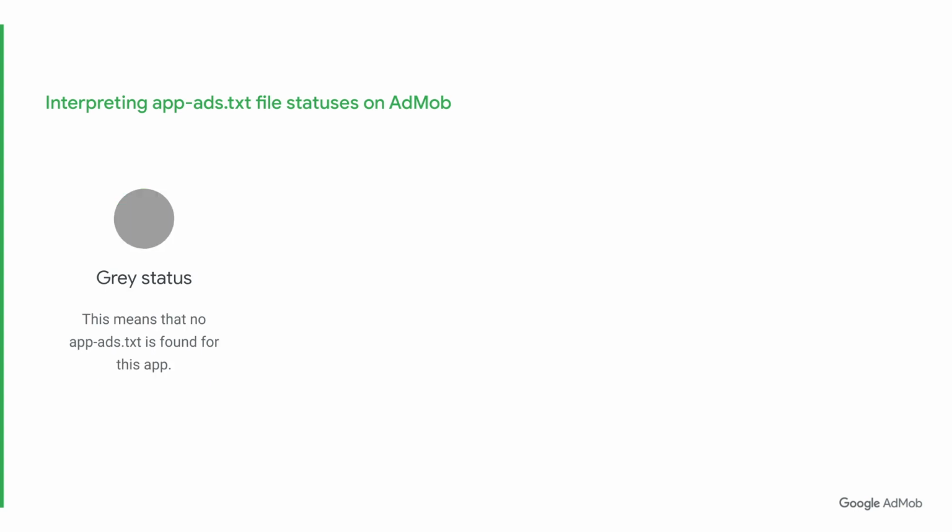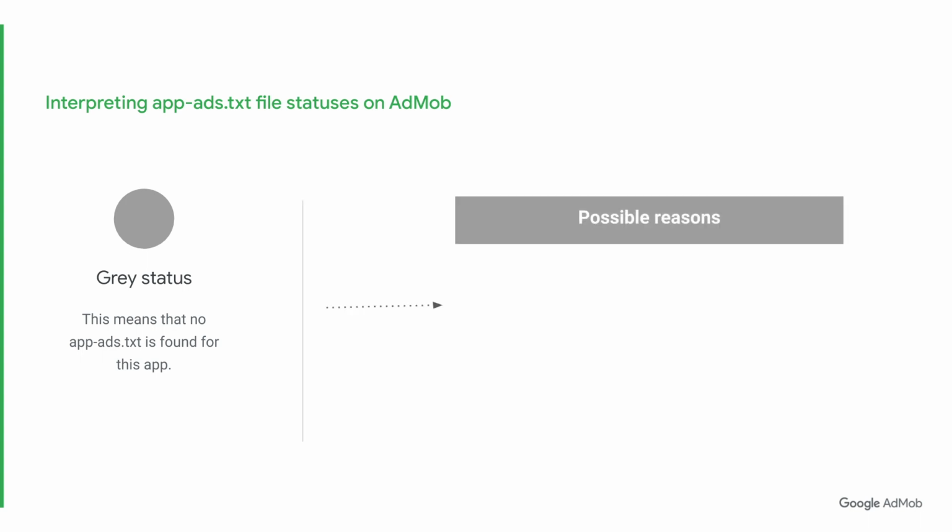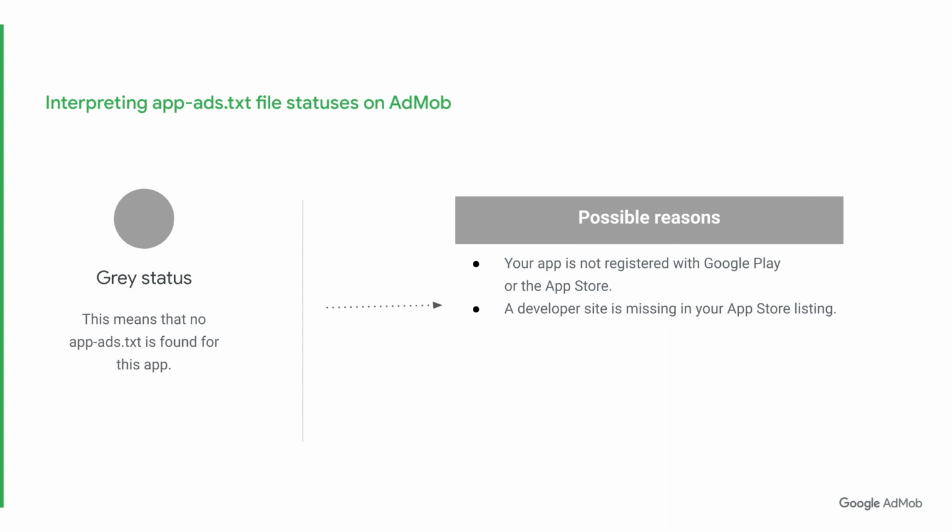When you see a gray status, this means that no apex.txt file is found for this app. There could be several reasons for this. Your app hasn't been registered with Google Play or the App Store. The developer website is missing in the Google Play or the App Store listing for this app. The developer website listed in Google Play or the App Store for this app does not have a valid URL. Do check for typos to ensure that the apex.txt file is not a subdirectory.